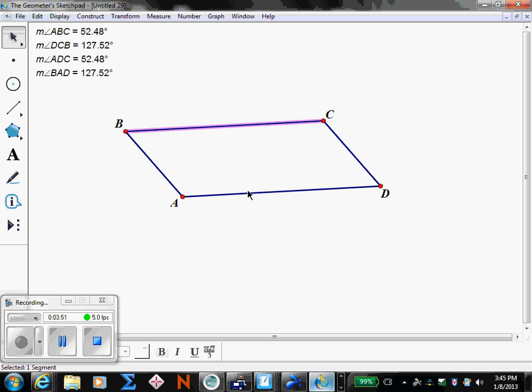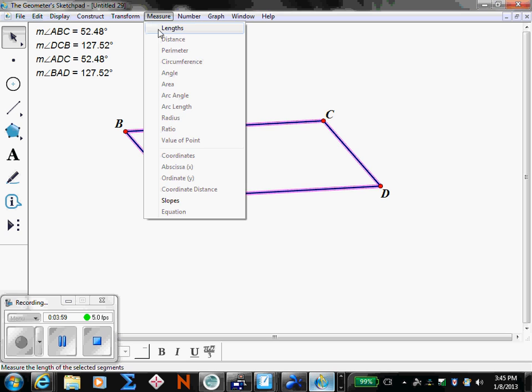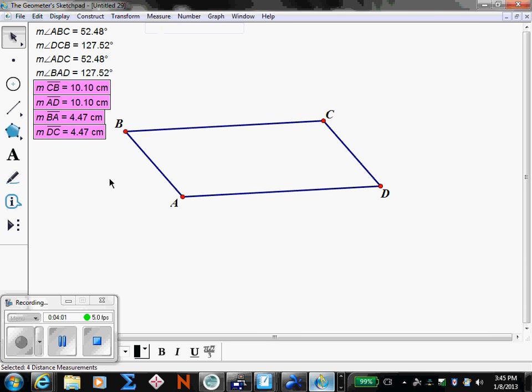So I'm going to highlight my 4 segments, and I am going to measure the lengths. And it appears that opposite sides are equal in length. Another thing I'd like to look at is the relationship between the consecutive angles.